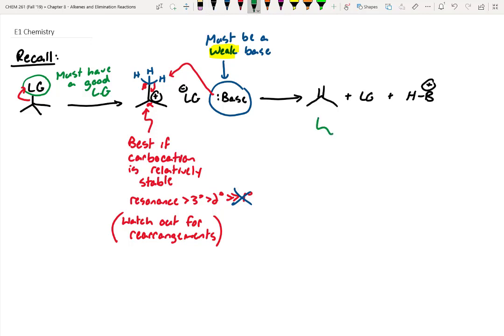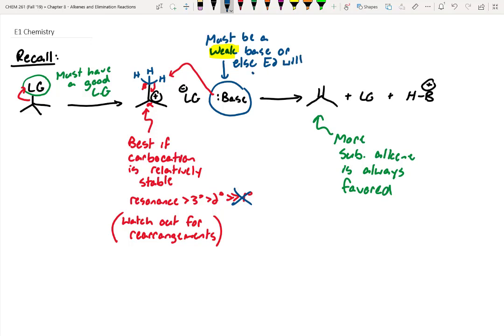The nice thing with this is that the more substituted alkene is always favored. All right, and then I'm going to put a little side note up here. We must use a weak base or else E2 will occur. All right, so it's a pretty important reaction pathway. However, the one tricky part with this that we'll see tomorrow is oftentimes it's in competition with SN1 chemistry because weak bases are also weak nucleophiles for the most part. So we have to watch out for that.